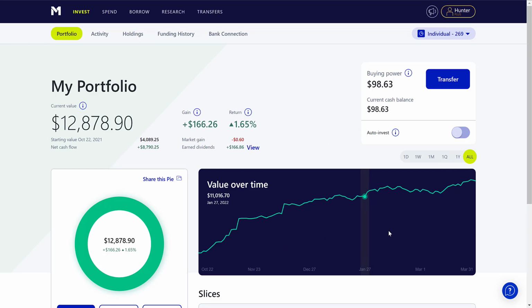In all time, we were up a lot, and then we went down a lot, and now we're back up to that all time in the green, up $166.26, which is a 1.65% return. Not necessarily the best, but it's because the economy and a lot of extrinsic factors are affecting my portfolio.